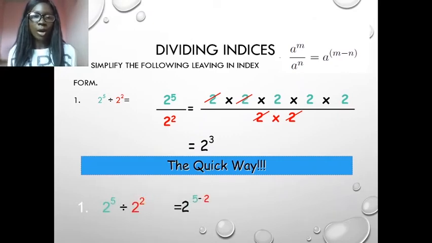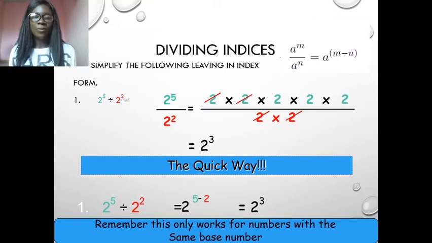Of course, we have a quick way by using our law. That's law 2. So we subtract the power. Now taking the first power minus the second power. So we have 2 to the power of 5 minus 2. So we have 2 cubed. You see? One line, we are done. And don't forget, this only works for numbers with the same base.